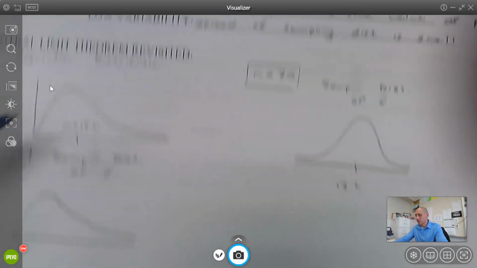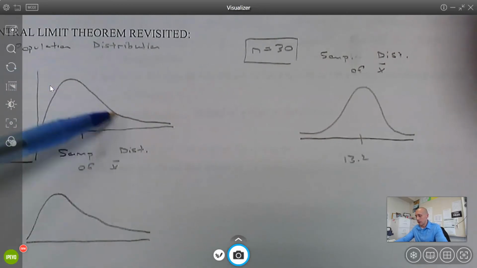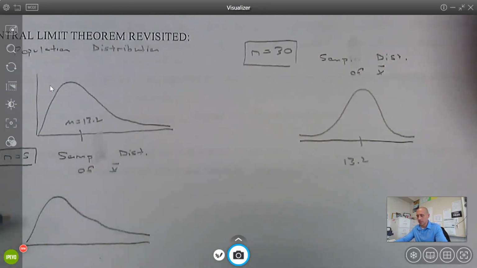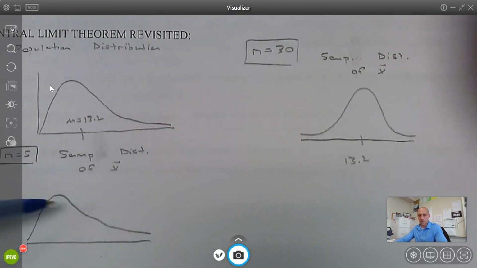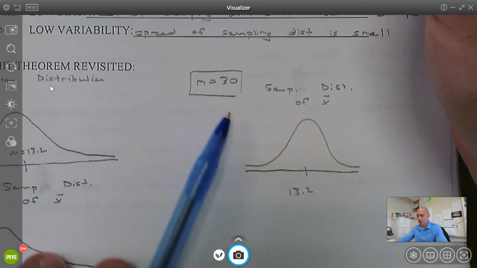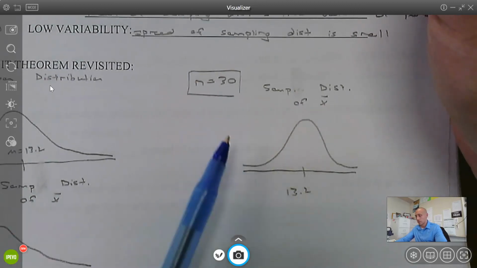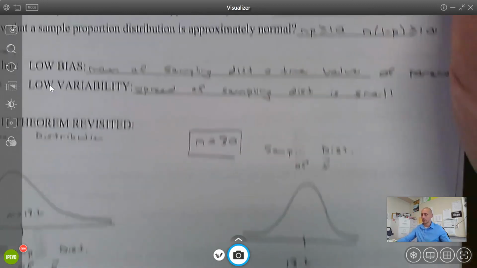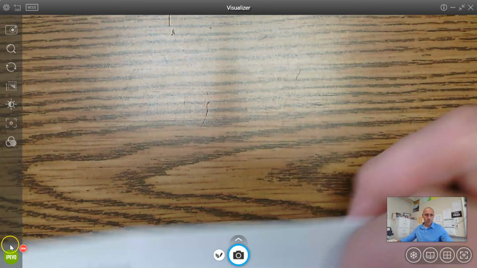So this is just a picture of the central limit theorem. So you have the population distribution, it's strongly skewed. You take a small sample size, your sampling distribution is still going to be skewed. But if your sample size increases enough to 30 or higher, the shape of the sampling distribution is becoming approximately normal. So that's it for chapter 7.